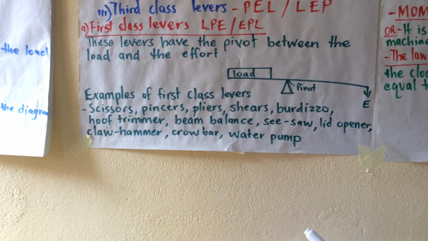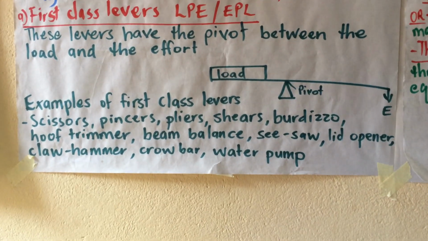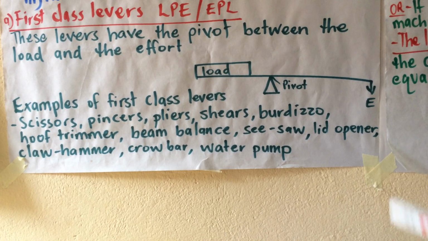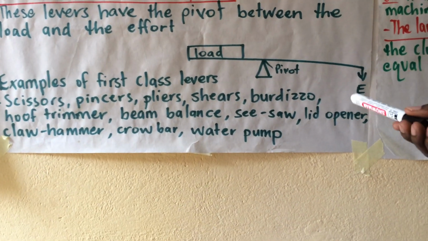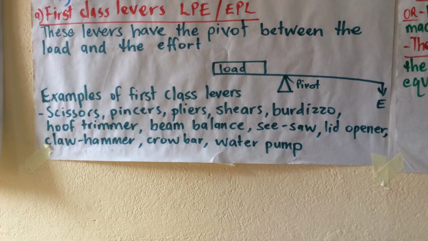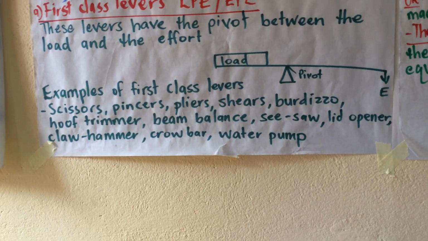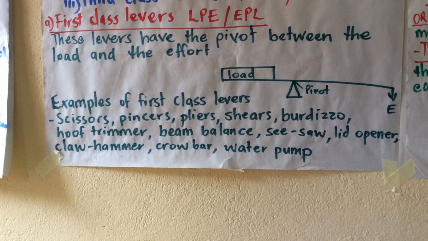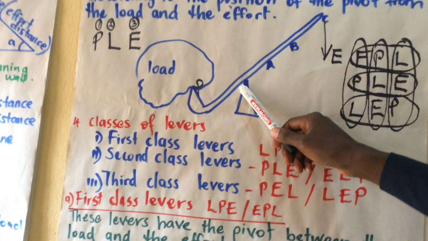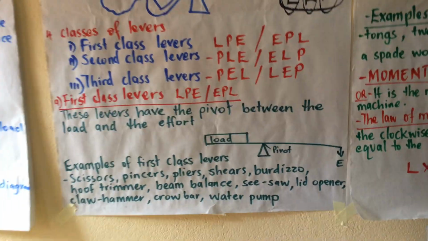They are paired. Then we have ones in the balance family, beginning with the beam balance, the scales. Then we have a seesaw. A seesaw is like a balance. We have a lid opener. We have a claw hammer, a hammer that has those claws, which is used for extracting nails out of wood. And then we have a crowbar. The crowbar is this one here. That's a crowbar. And then we have a water pump.